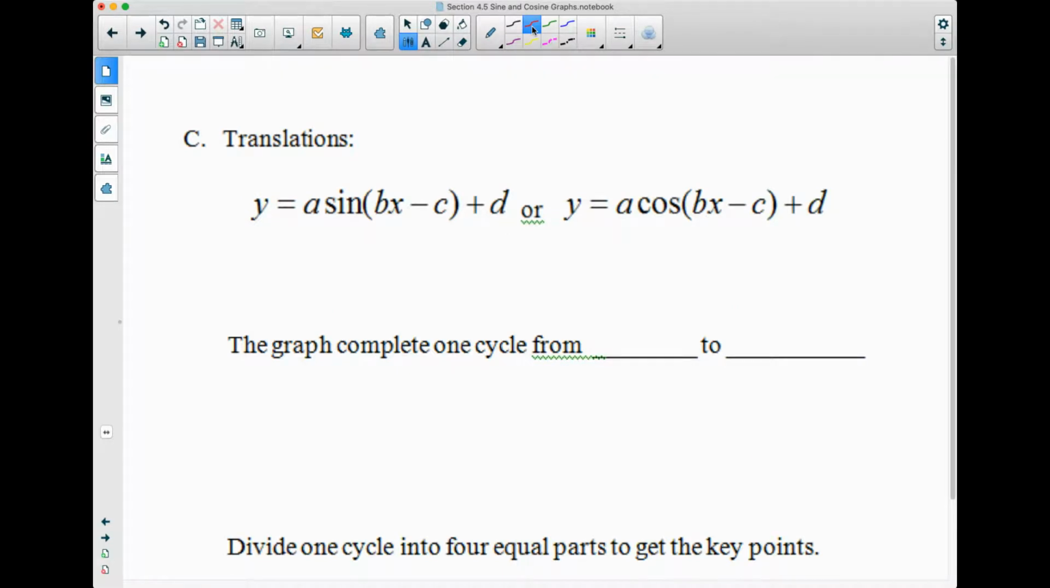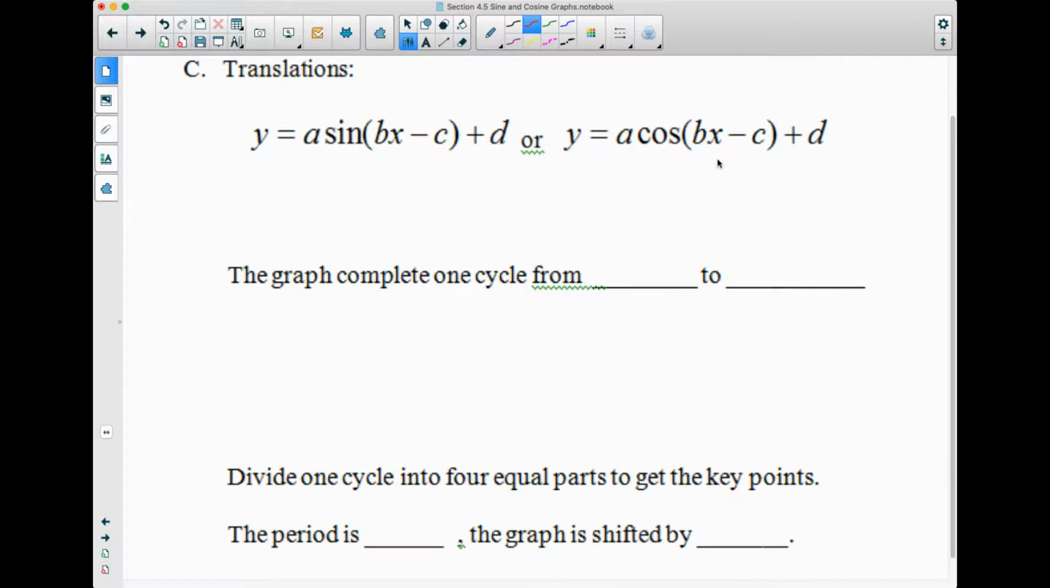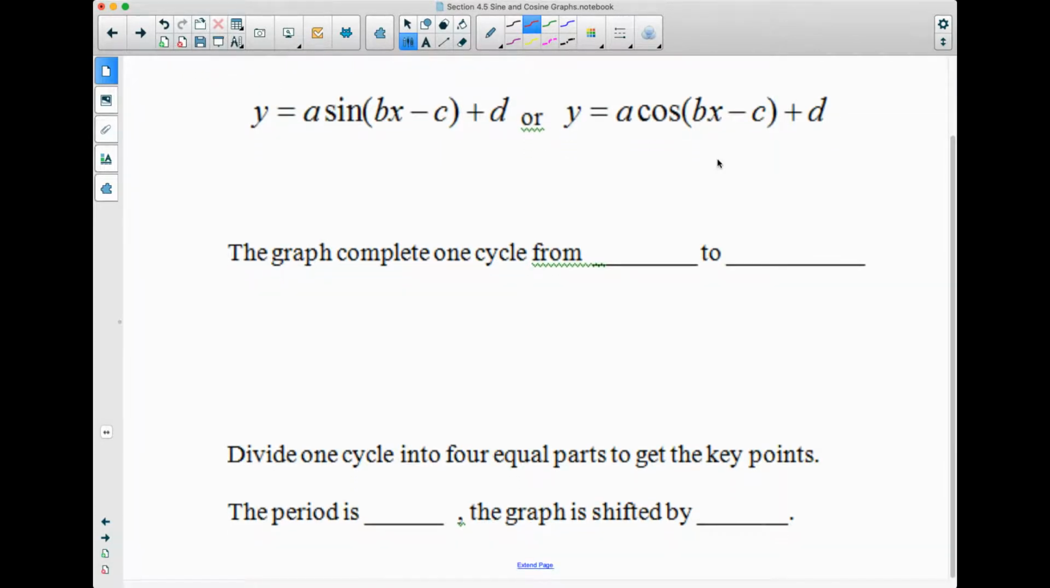Okay? So, those are the same up above, so you don't have to rewrite those again. But the graph completes 1 full cycle from 0 to 2 pi. We've talked about that. All right? Now, what if the graph shifts left to right? So it's no longer from 0 to 2 pi, it's from, if we shifted pi over 2, it's now from pi over 2 to 2.5 pi, or whatever you want to call it, 5 pi over 2.